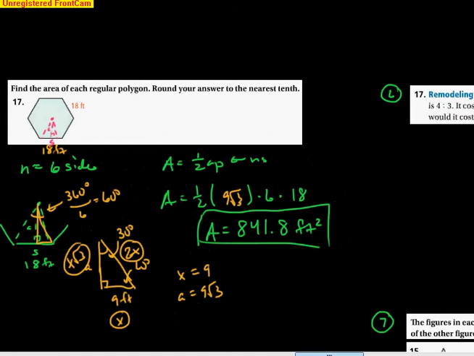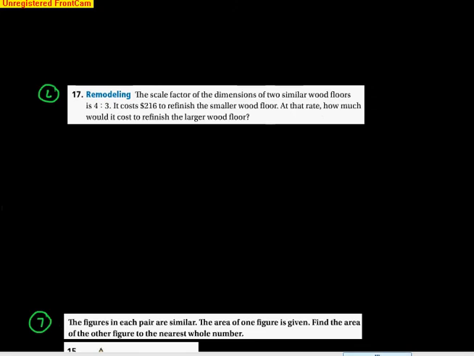Okay. All right, a couple more left. Here we go. Remodeling. So this is a section 4 problem. The scale factor of the dimensions of 2 similar wood floors is 4:3. It costs $2.16 to refinish the smaller wood floor. At that rate, how much would it cost to refinish the larger wood floor? Okay, so your scale factor is 4:3. Now, you have to know, is this an area problem or is this a perimeter problem?